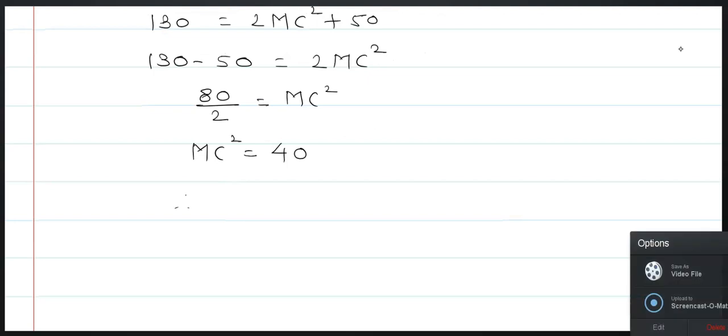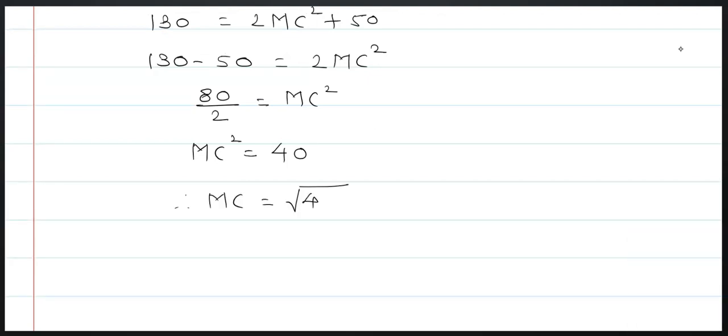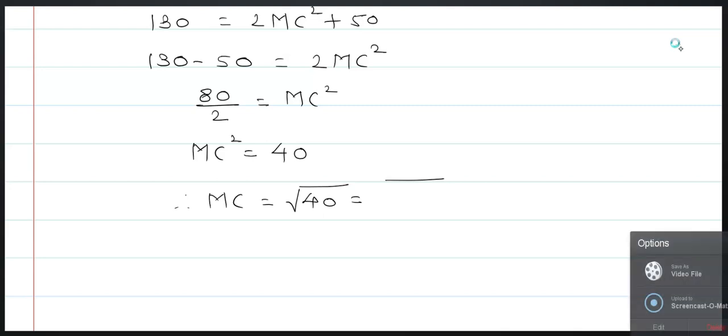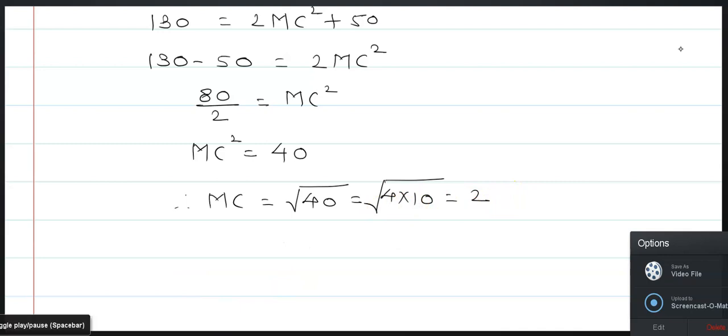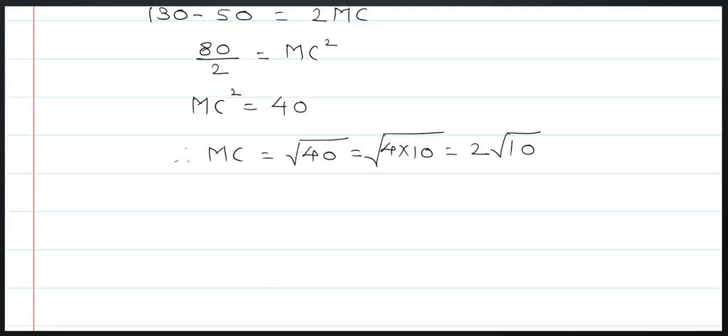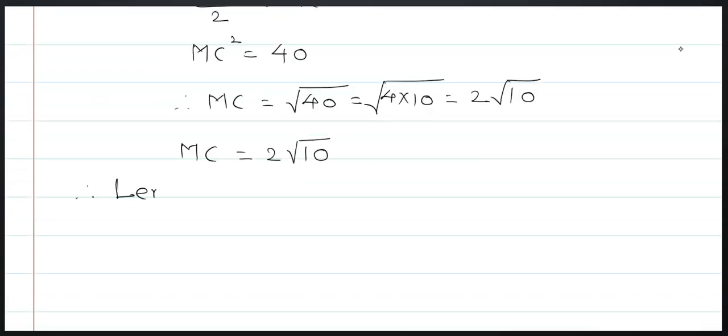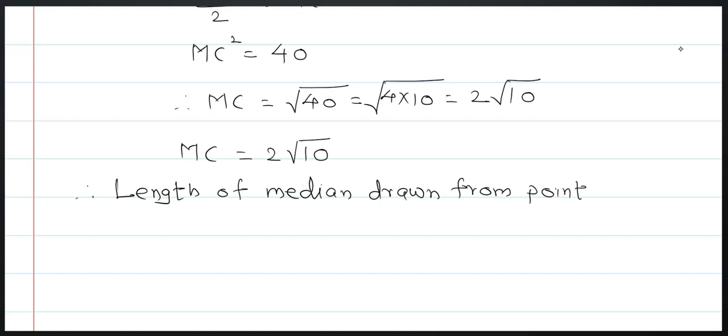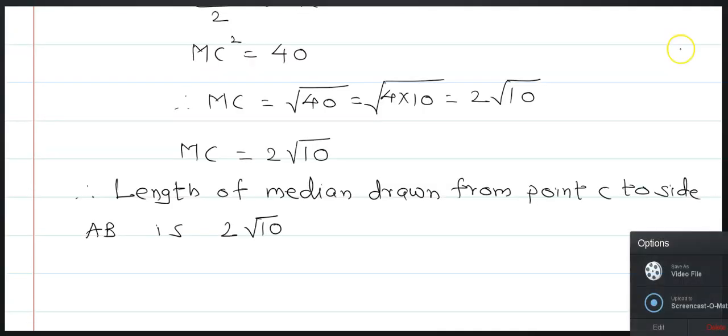Now we'll take the square root on both sides. That is root of 40. Now factorize this, that is 4 into 10. The square root of 4 is 2, so 2 root of 10. Therefore, MC is equal to 2 root of 10. Therefore, the length of the median drawn from the point C to the side AB is 2 root 10.